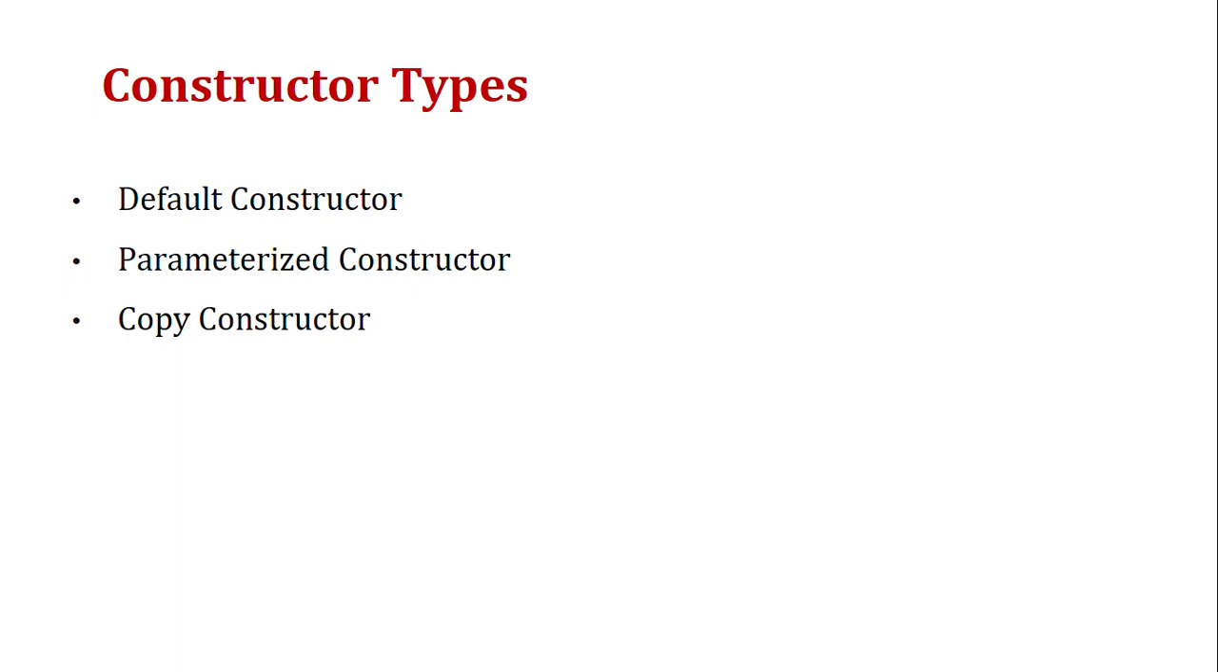So now we'll be seeing types of constructor. In C++, there are three types. First one is default constructor, parameters constructor, and the last one is copy constructor. So let's see the default constructor first.